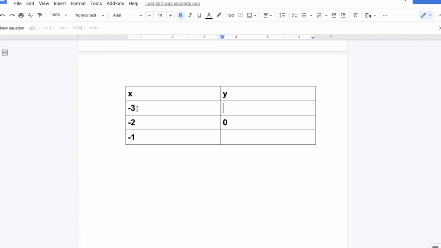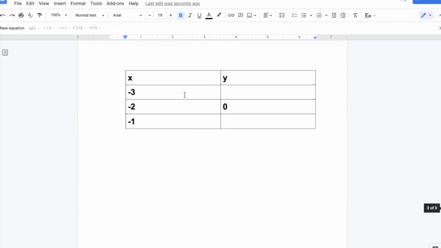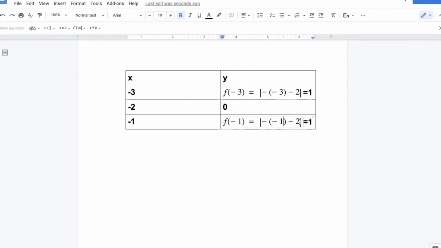Now I want you to put the function here. Instead of x, substitute -3. So -3, -3, +3, -2, 1. What is the absolute value of 1? 1. The answer is also 1. Then for -1: -1, +1, -2, -1. The absolute value of -1 is 1.